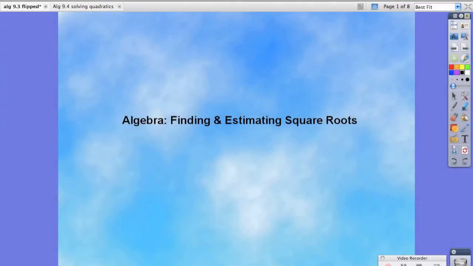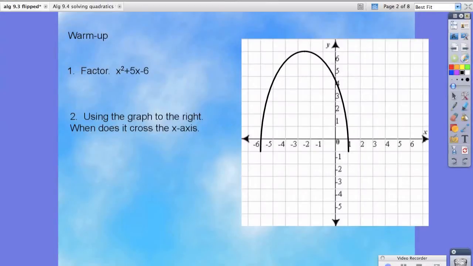Hello students, today in your algebra class we're going to be working on finding and estimating square roots. So before we begin, let's try these quick warm-up problems. This would be a good spot for you to pause your screen and try these on your own. Hopefully you've paused your screen and now you're just checking the answers.